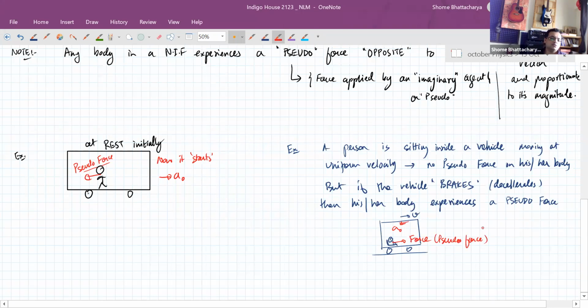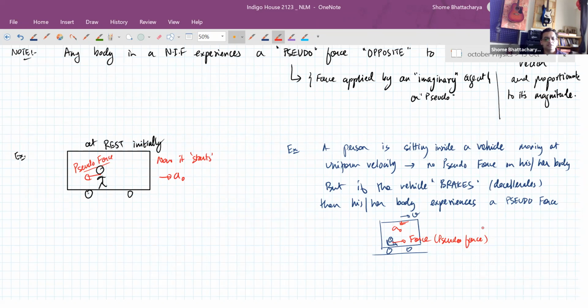Now, yes, you can ask what is the reason for his tendency to jerk forward? It's partly the fact that he had a momentum and suddenly the vehicle has braked. So because of his momentum, he has a tendency to continue forward. But at the same time, if you look at how his body is responding in the non-inertial frame, that is with respect to the frame of the vehicle, he did not have momentum initially, he was at rest. But now suddenly he's jerking forward. So he is getting momentum. So something has to generate that momentum. There has to be some kind of a force. So that force that acts, that imaginary agent, external force that acts, that is called the pseudo force.